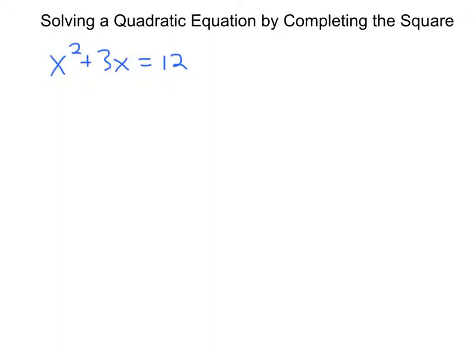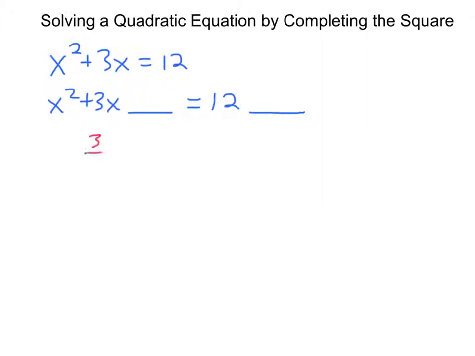This time we have the quadratic equation x squared plus 3x equals 12. Now in this case, the constant term 12 is already by itself on the right side, so that's good. But I'm going to rewrite this as x squared plus 3x and then leave a little blank here because I'm going to need to complete the square right there, equals 12. And then whatever I add to the left side, I'm also going to have to add over here to the right side.